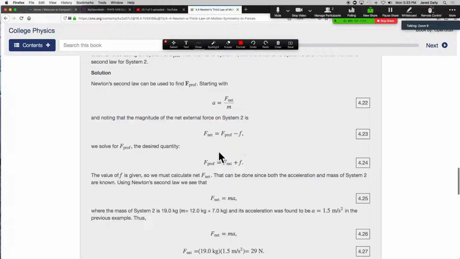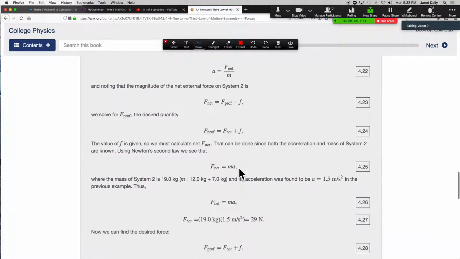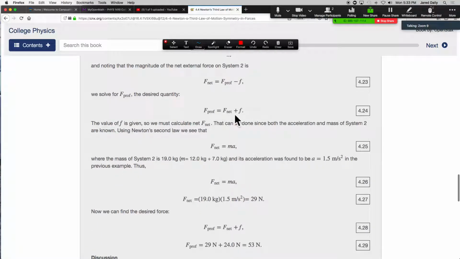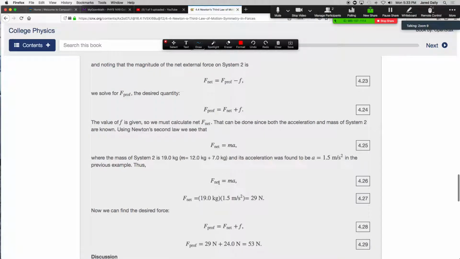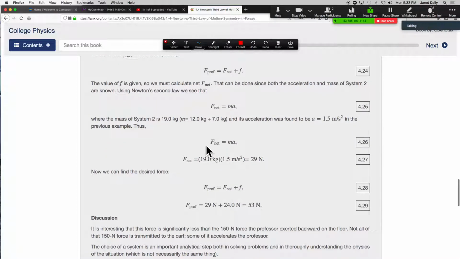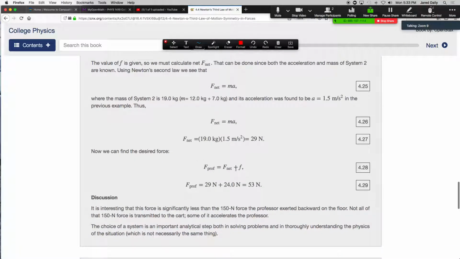So you solve this equation for force of the professor, it equals net force plus frictional force. And then that net force is going to be mass times acceleration. So we plug mass times acceleration into here, and we get mass times acceleration plus frictional force for the force of the professor. We solve for the net force first. We get 29 newtons for that. The mass of the cart and the stuff times the acceleration that we got from the previous problem. Then we solve for the force of the professor by adding the friction onto the net force, and we get 53 newtons.